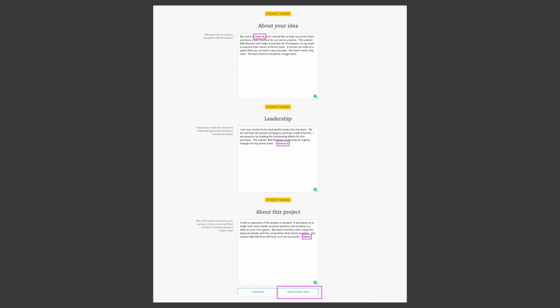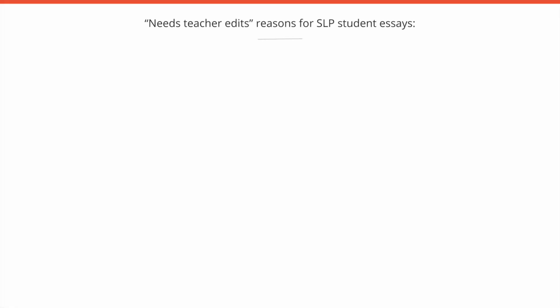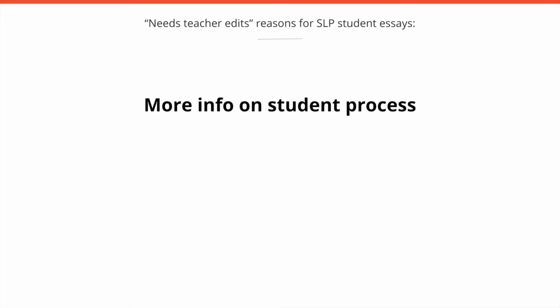The student essays in student-led projects have their own set of Needs Teacher Edits reasons, which you will see by clicking the Needs Teacher Edits button below the 3rd essay. These reasons are: more info on student process. Use this reason if it seems like the idea for the project wasn't student-generated and there is not a good description of how students helped bring this project to life. This can be explained in the teacher portion of the student-led project as well.